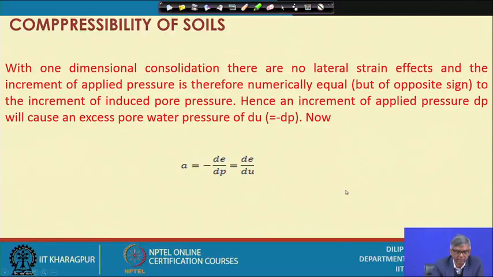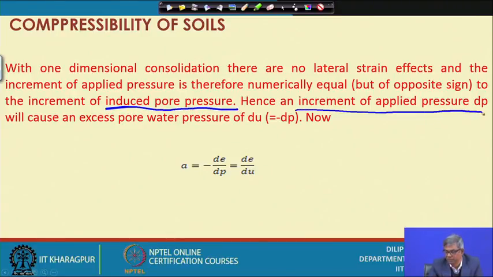After that, you can see again with one dimensional consolidation there are no lateral strain effects, and the increment of applied pressure is therefore numerically equal to the increment of induced pore pressure. Hence, an increment of applied pressure dP will cause an excess pore water pressure du. So, always it will be reversed. So, du will be minus dP.